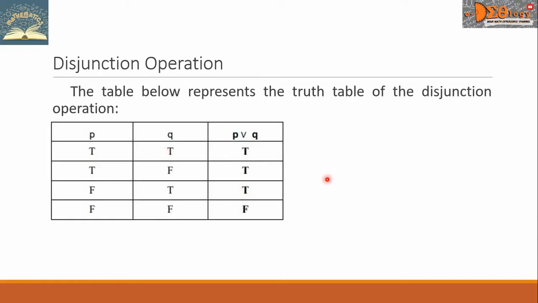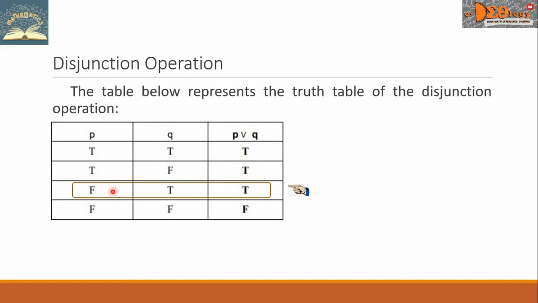The table below represents the truth table of the disjunction operation. Let us consider now the first line. When P is true and Q is true, then P or Q is true. Second, when P is true while Q is false, P or Q is true.